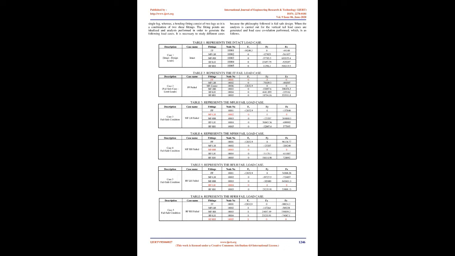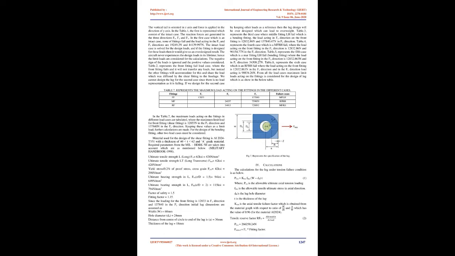Fig. 7 represents the positions of the fittings, where right hand side is abbreviated as RH and left hand side as LH. From the figure, it is clear that the front fitting is at the leading edge of the root rib, which is a shear fitting, followed by the middle and rear fittings, which are bending fittings. A shear fitting consists of a single lug, whereas a bending fitting consists of 2 lugs, so it is a combination of 2 shear fittings. The fitting points are idealized and analysis performed in order to generate the following load cases. It is necessary to study different cases because the philosophy followed is fail-safe design.